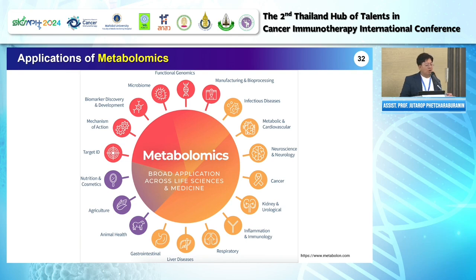Having talked about metabolomics, this slide shows the applications of metabolomics. It can be used in so many fields of research and also in so many aspects of industries. It can be used in medical sciences, for example, biomarker discovery of cancer, or to track the stages of kidney and urological disorders. It could be used to characterize metabolic alterations or signatures in inflammation and immunology, and it can be used in animal health, in agriculture, and in the mechanism of action of drugs or novel drugs.